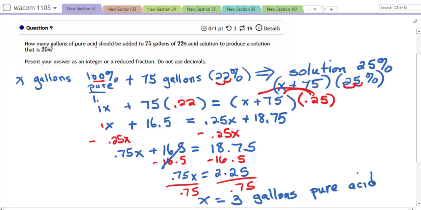So we're doing 100%. It's going to just raise us up to 78 gallons total. It doesn't ask us that, but if you're adding 3 to 75, you're going to get 78 gallons. It will change this a little bit, but we're not adding that much of it. But it's a lot stronger than the 22%. It's 100%. But see, this is not a system. There were not 2 variables there. There was only one variable.